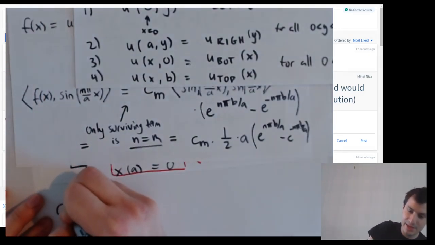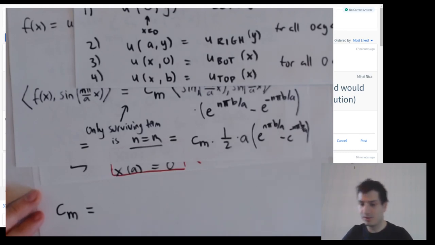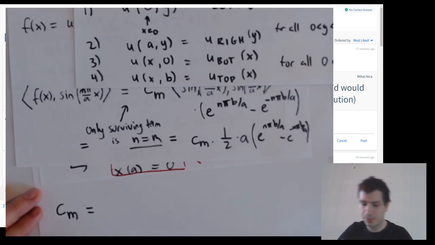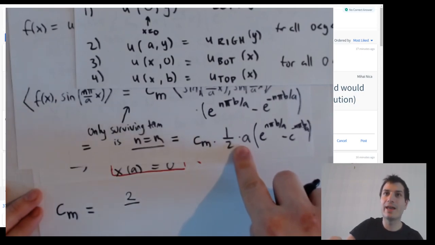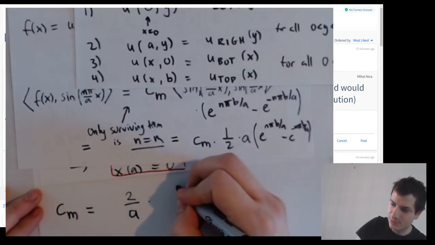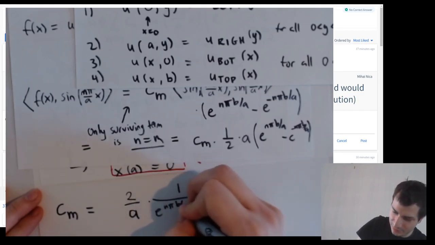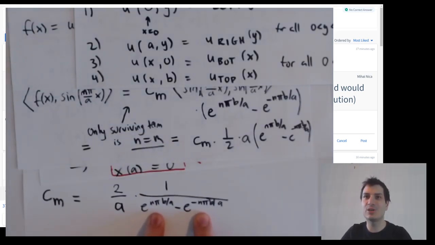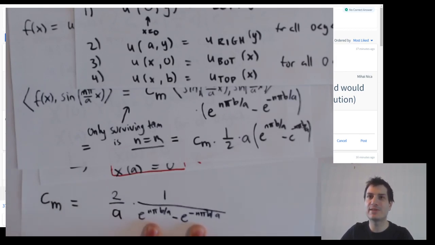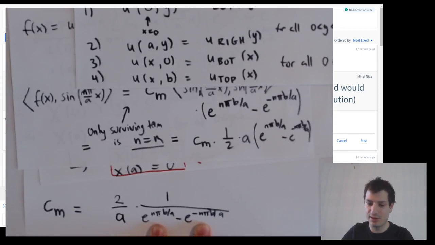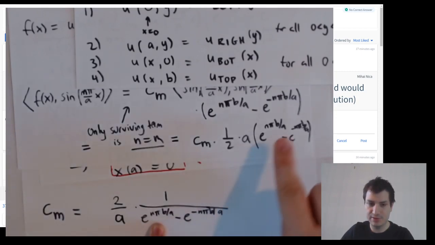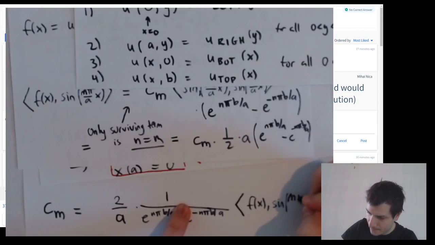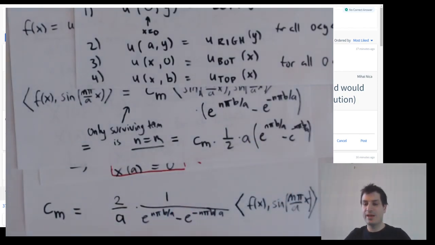So the formula is cm equals, yeah, 2 over a, so a times a half becomes 2 over a, times 1 over e to the n pi b over a minus e to the minus n pi b over a. So this is why the textbook, this thing is called like a cinch. And so it's just easier to write cinch everywhere if you know what cinch is, and that's why they do it that way in the textbook. But it's a little confusing if you don't know hyperbolic geometry or hyperbolic functions. All of this times the inner product of f of x with sine of m pi x over a. So that's the formula, and it depends on the function f.